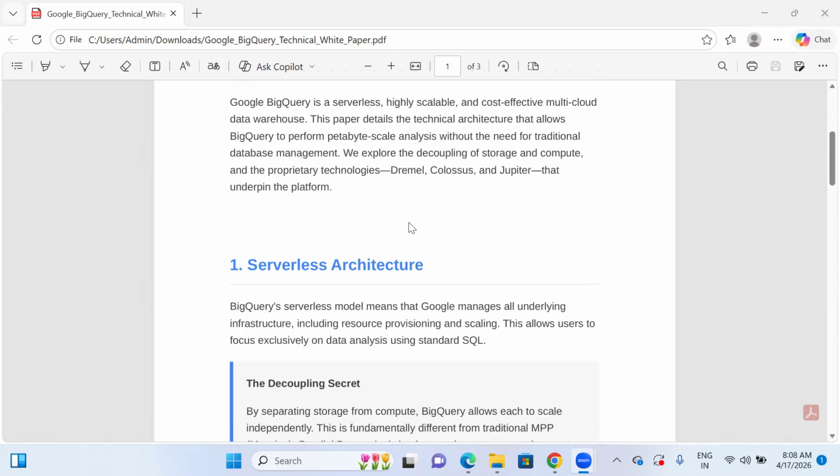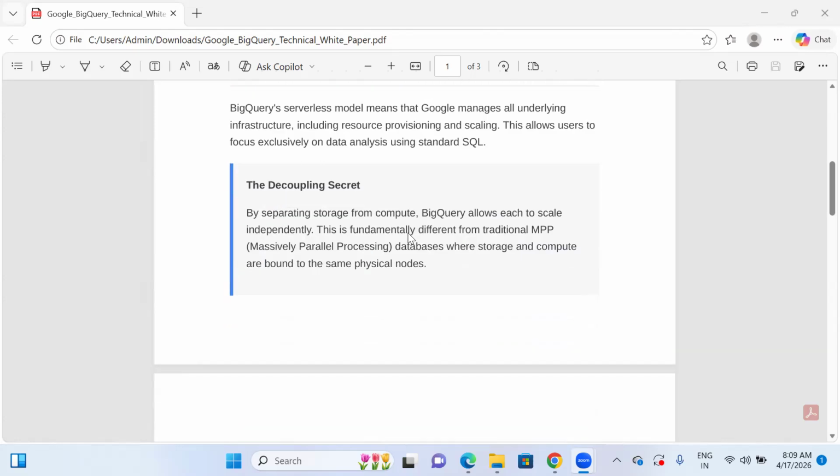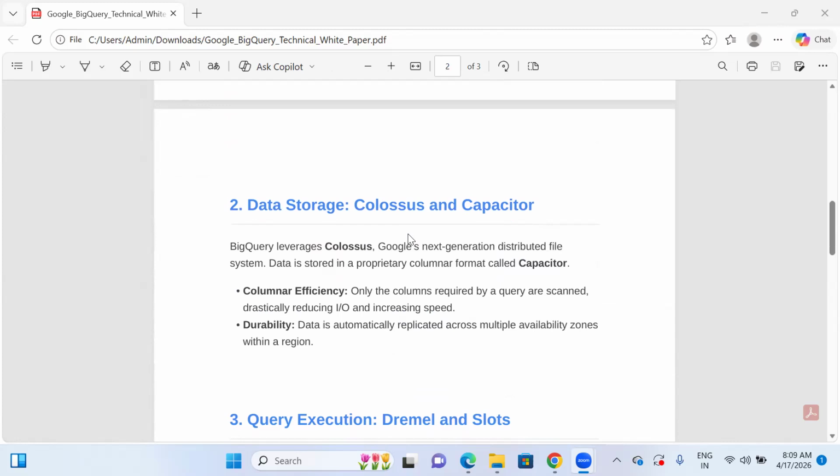This allows users to focus exclusively on data analysis using standard SQL query language. We know SQL queries can be written to extract data from the database. So this is exclusively for data analysis using standard SQL, and hence this serverless architecture has data storage.